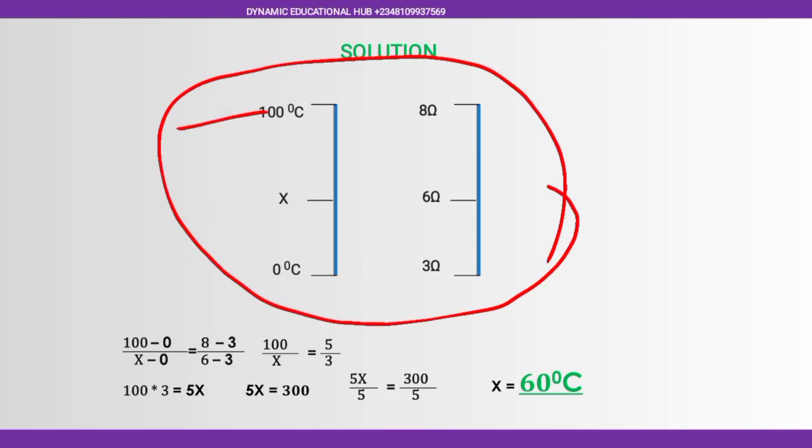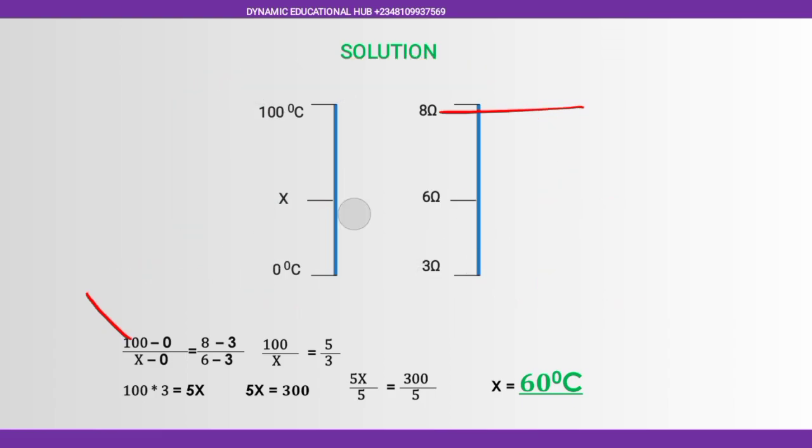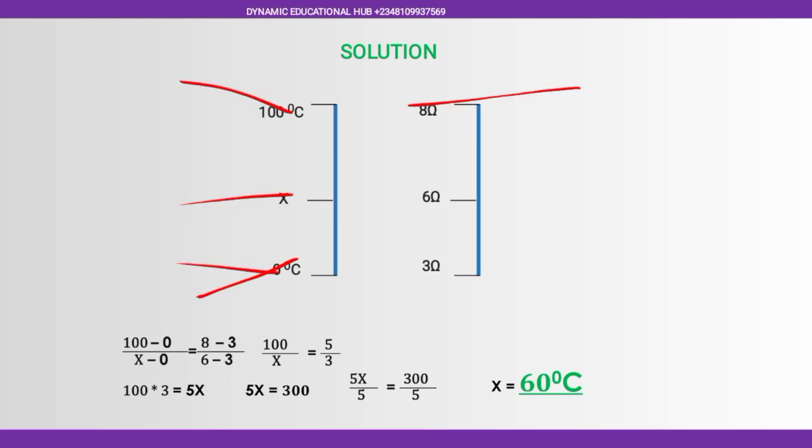Upper fixed point, the reading of the resistance thermometer is 8. Lower fixed point, the reading is 3. Now, at a temperature which we don't know, X, the reading is 6. Then do the comparison, do the proportion, which means 100 minus 0 over X minus 0 should give you 8 minus 3 over 6 minus 3.